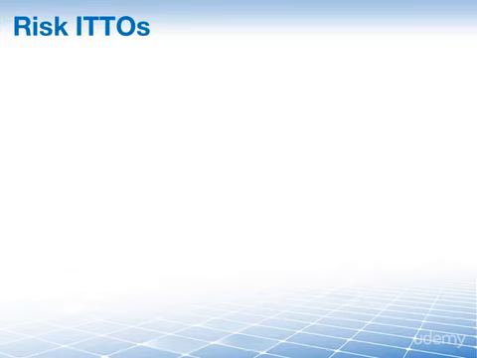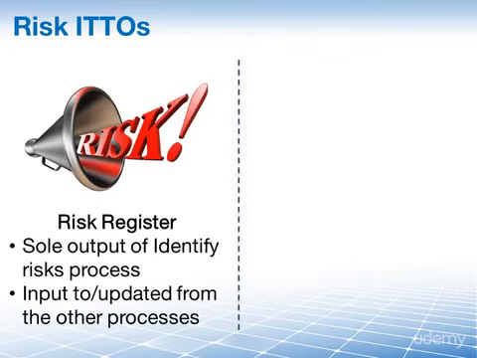So let's get going. But before I show you our usual input slide, there's something else I'd like to draw your attention to regarding the ITTOs of risk management. If you analyze the overview of the risk management processes that shows the ITTOs, you will notice a few things. First of all, the risk register is created in the Identify Risks process. As a matter of fact, it's the only output from that process. From then on, the risk register is an input to all of the subsequent processes.